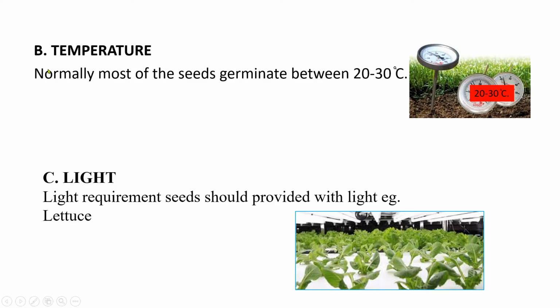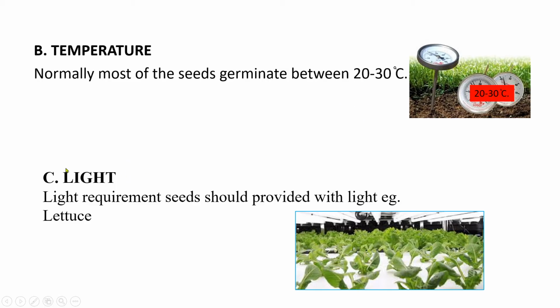And coming to the temperature requirement, after substratum we have the temperature requirement. What is the required temperature of the environment for germination? The optimum temperature is 20 to 30. Generally this may differ from crop to crop.